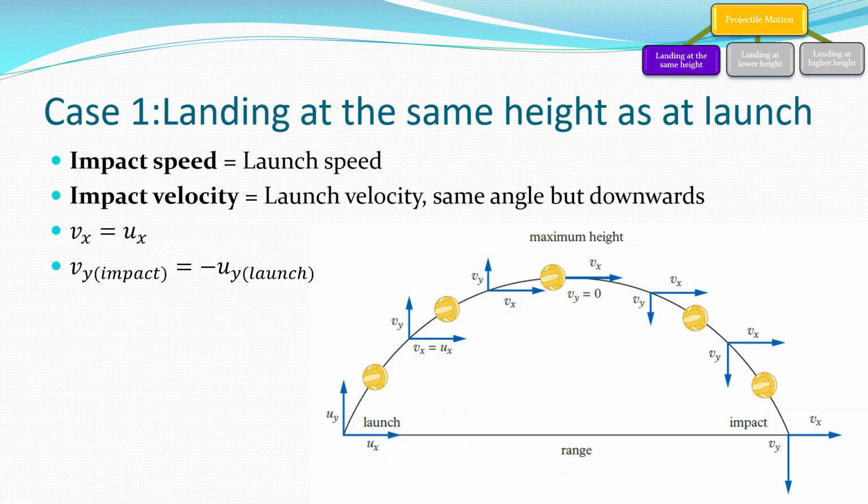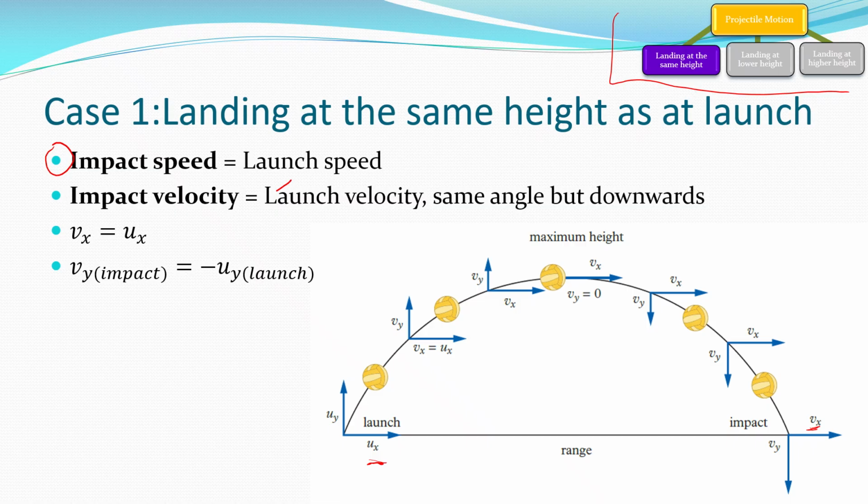Okay, let's have a look at case one. You can see up the top right corner there, we're following our little flow chart and we're specifically looking at landing at the same height that an object was launched at. So, in this scenario, my first dot point there, impact speed equals launch speed, what we're really saying there is we know in the x direction there is no acceleration, so that doesn't change all through the entire motion, and the size of those two vectors are the same.